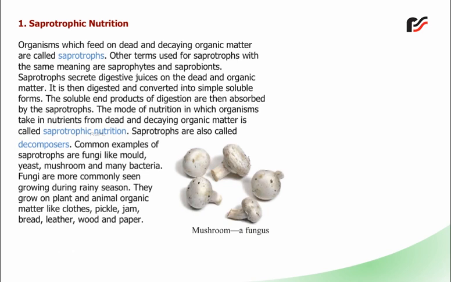Saprotrophs are also called decomposers. Common examples of saprotrophs are fungi like mold, yeast, mushroom, and many bacteria. Fungi are more commonly seen growing during rainy season. They grow on plant and animal organic matter like clothes, pickle, jam, bread, leather, wood, and paper.